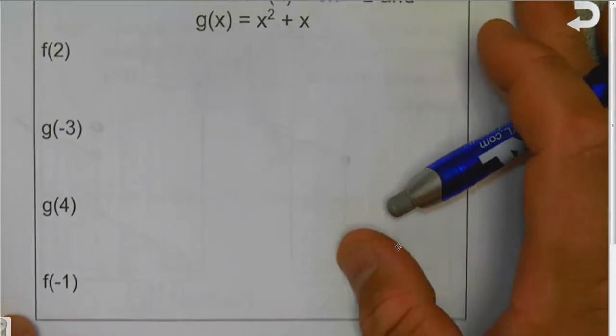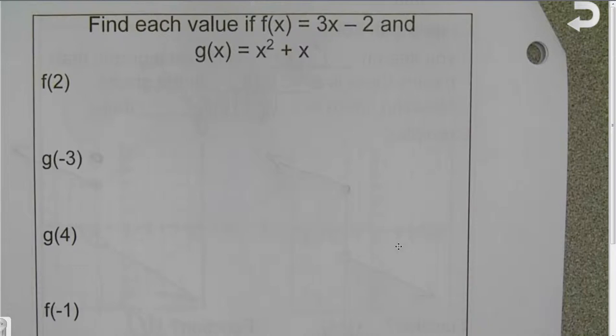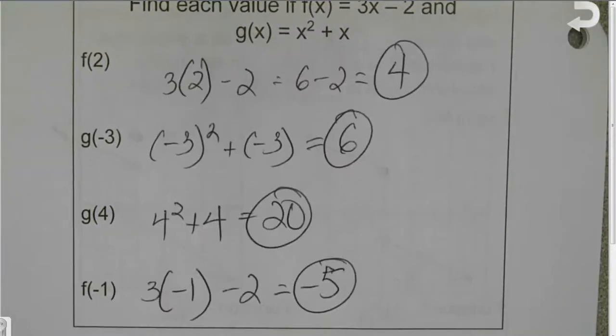So I want you guys to try that using these 2 equations. You have f of x is equal to 3x minus 2. G of x is equal to x squared plus x. Go ahead and substitute the correct number into the correct places. Pause the video.